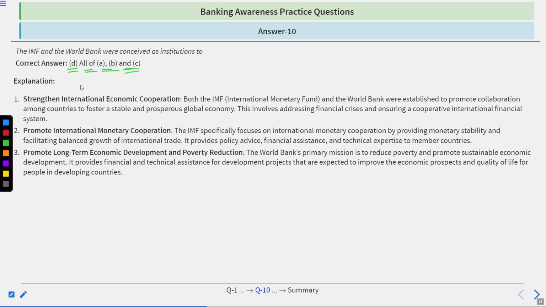Time's up. A, B, and C are the correct answer. Just go by the explanation. Strengthen international economic cooperation. Both the IMF and the World Bank were established to promote collaboration among countries to foster a stable and prosperous global economy, involving addressing financial crises and ensuring a cooperative international financial system.